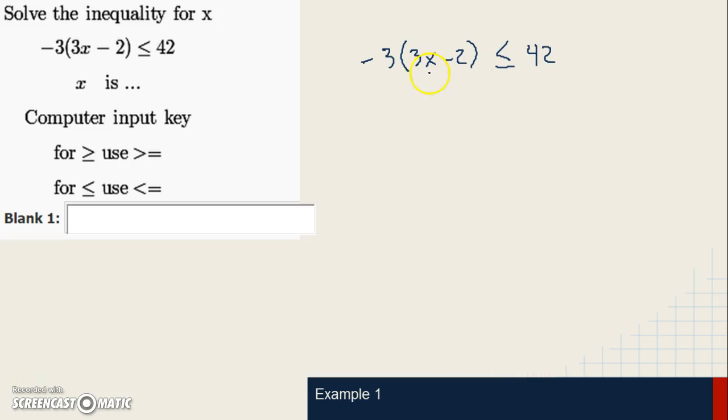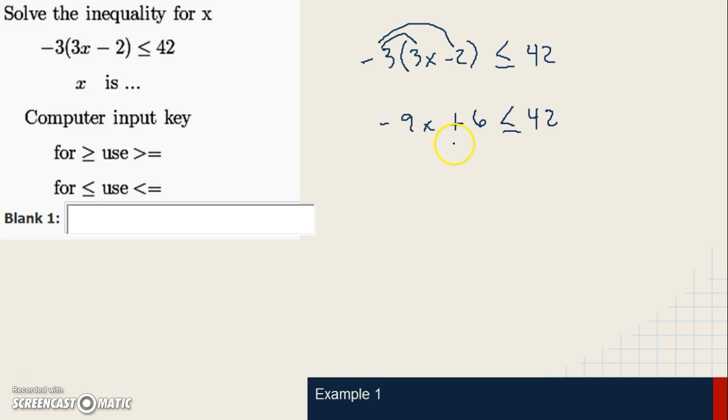Before I try to isolate x on one side of the inequality, I'm going to simplify the inequality as much as I can. So in this case I'm going to distribute this negative 3. Negative 3 times 3x is a negative 9x. Negative 3 times negative 2 is a positive 6, which is less than or equal to 42. Now that I can't simplify, it's time to eliminate. The easiest number to eliminate here is this plus 6.